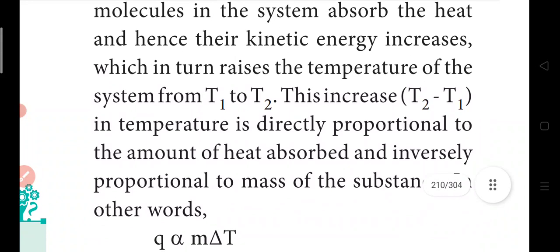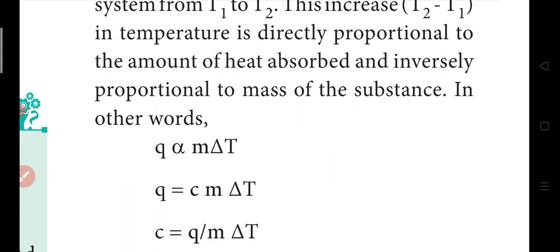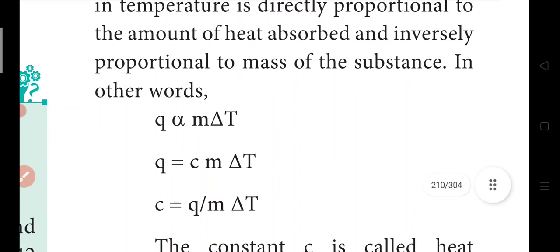So this increase in temperature is directly proportional to the amount of heat absorbed and inversely proportional to the mass of the substance. The more heat absorbed, the more kinetic movement there will be, and so the larger the temperature difference will be. So it is directly proportional to the heat energy absorbed by the system, and inversely proportional to the mass of the system.